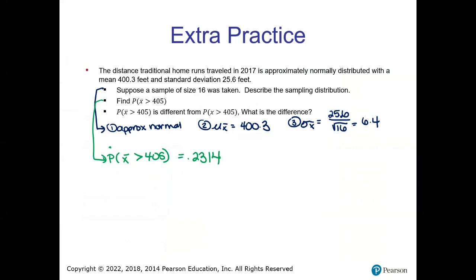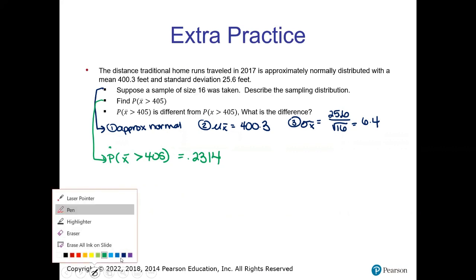So about 23% of the time, our sample distribution is going to have an average greater than 405 feet. The probability that my sampling mean is greater than 405 using my sample size of 16 is going to be about 0.2314.